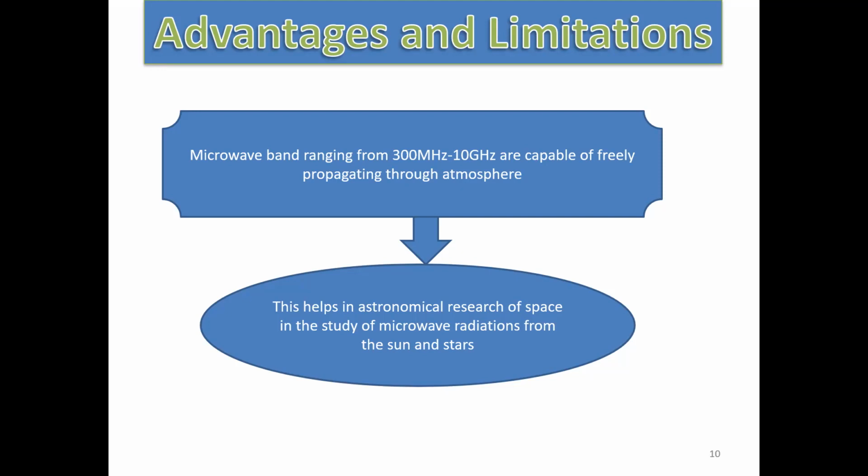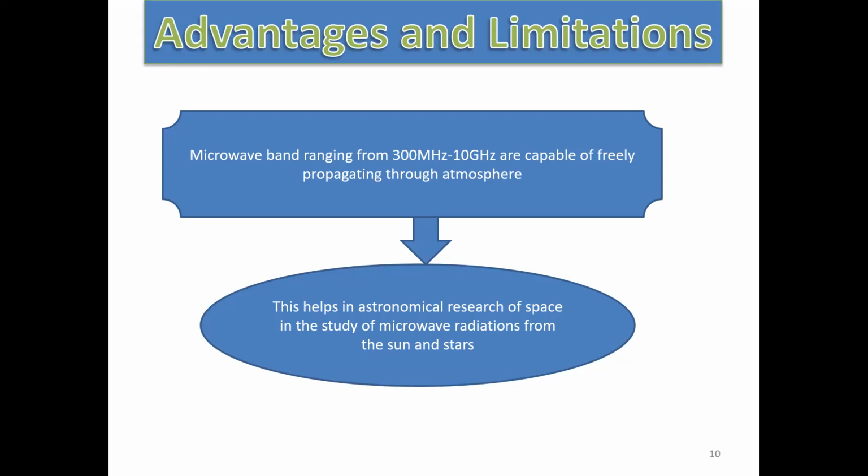Okay, so this is for astronomical research. Microwave bands ranging from 300 megahertz to 10 gigahertz are capable of freely propagating through the atmosphere. This helps in astronomical research of space, in the study of microwave radiations from the sun and the stars.